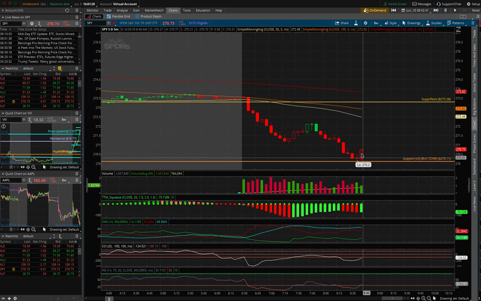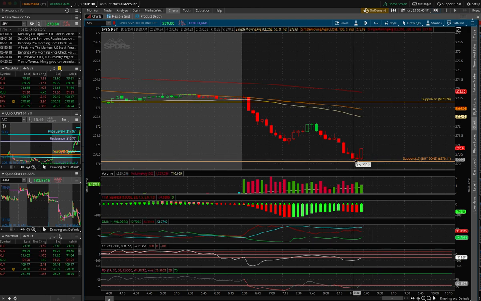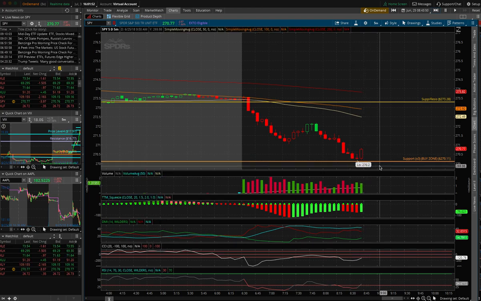Did we miss the boat? I don't know. It could get 20 cents away and then shoot up. That could be how strong this buy zone is. Or this could be a fake out and we could still hit it.